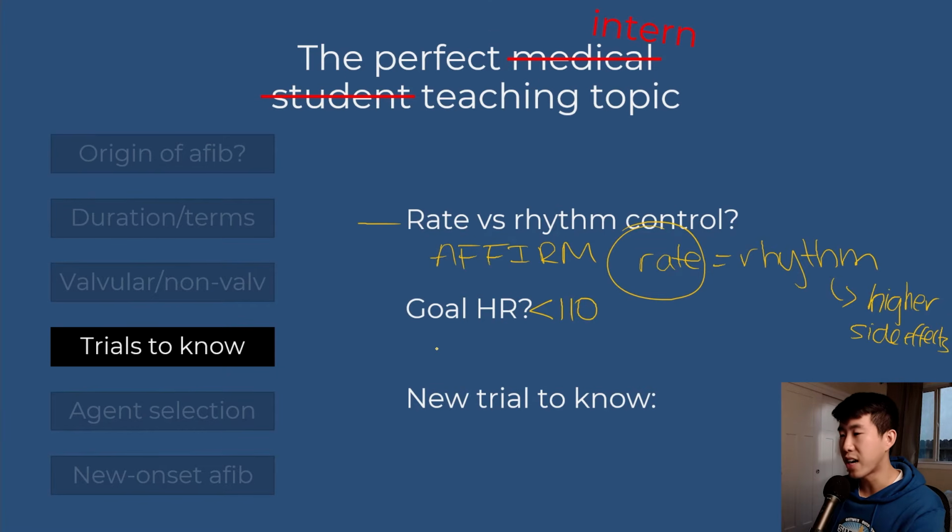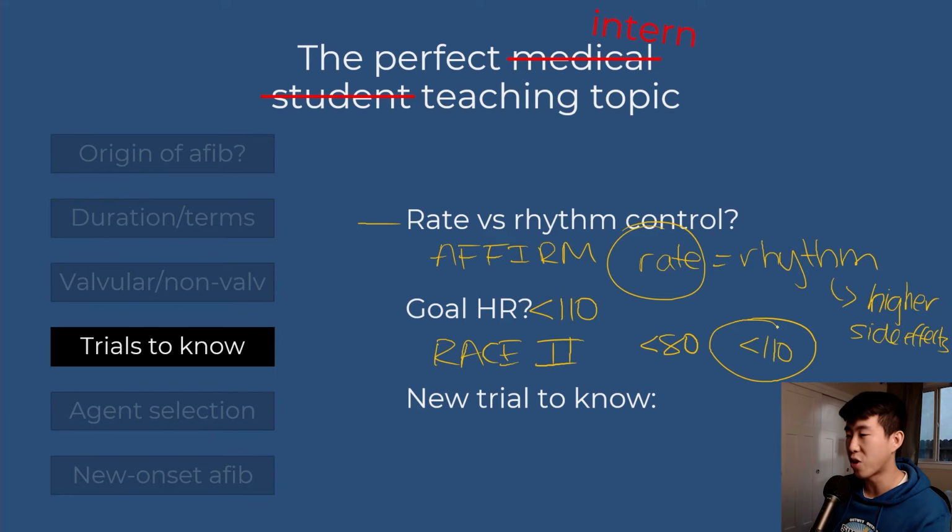And the trial that we have that showed this was called the RACE-2 trial, and this is a very important trial to know. But basically, they had a strict heart rate control group of target heart rate less than 80 and a lenient heart rate group of target less than 110, and they compared the mortality between the two, and they actually found that the group with the more lenient heart rate goal of less than 110 had superior outcomes. Okay, so our goal heart rate in atrial fibrillation is less than 110.